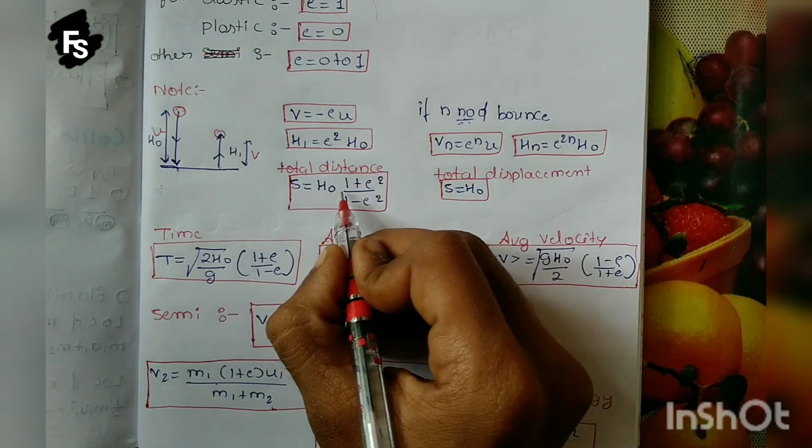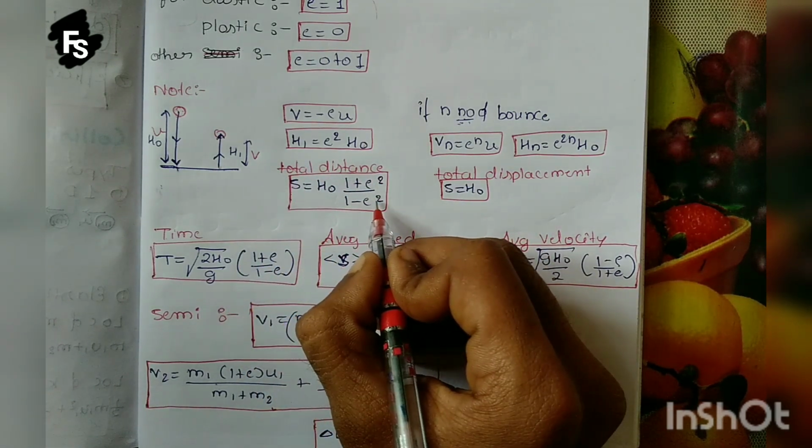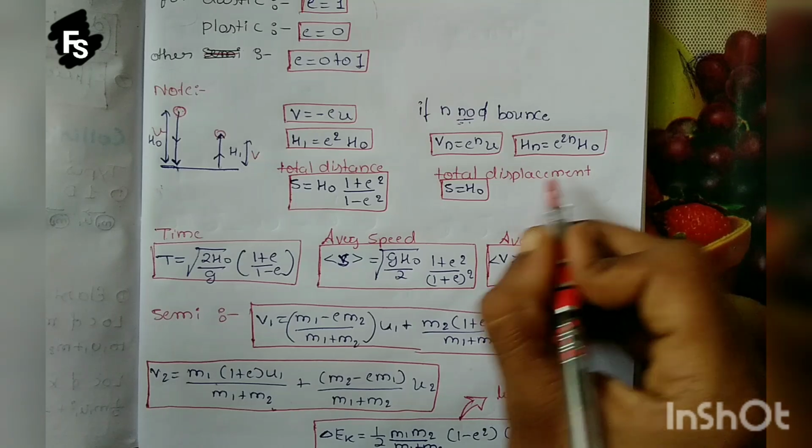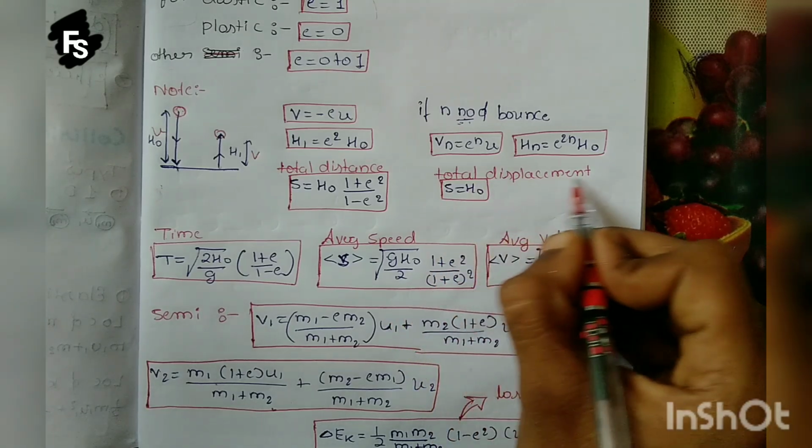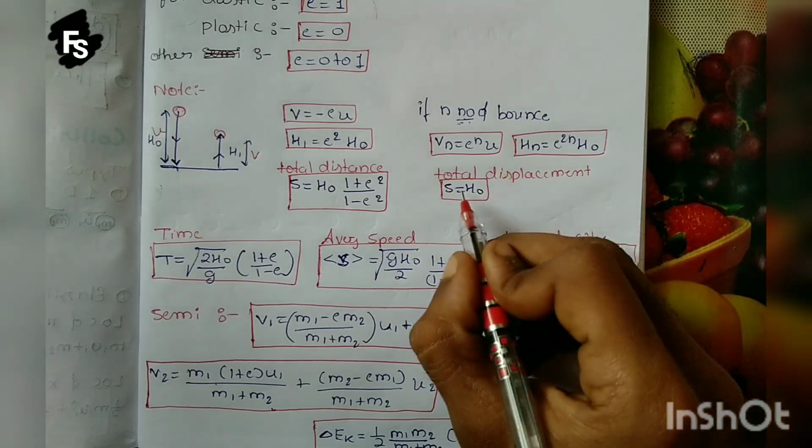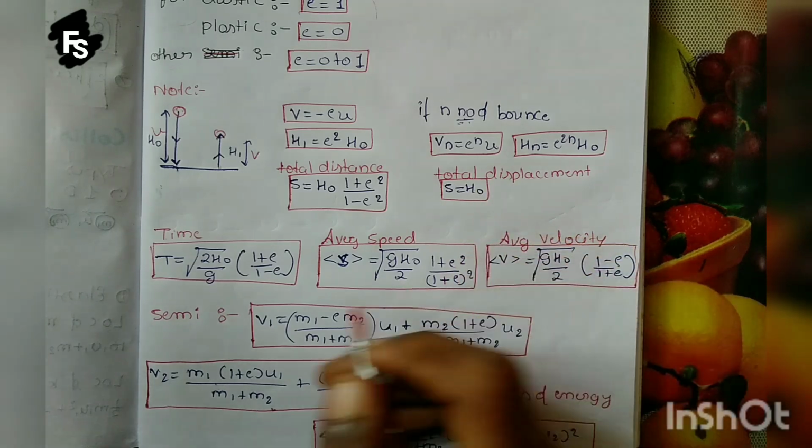Then the total distance covered is S equal to h0 into (1 plus e square) by (1 minus e square). Then the total displacement covered is S equal to h0. Displacement means final position minus initial position, so it is h0.